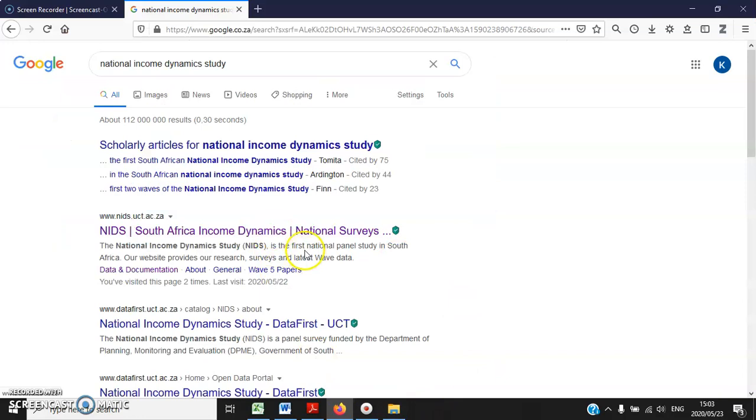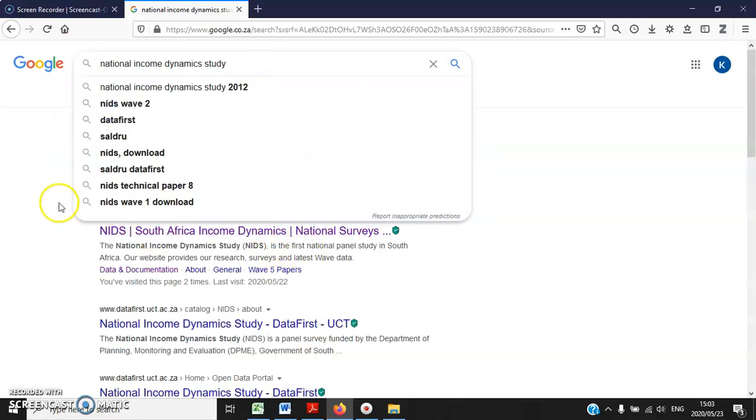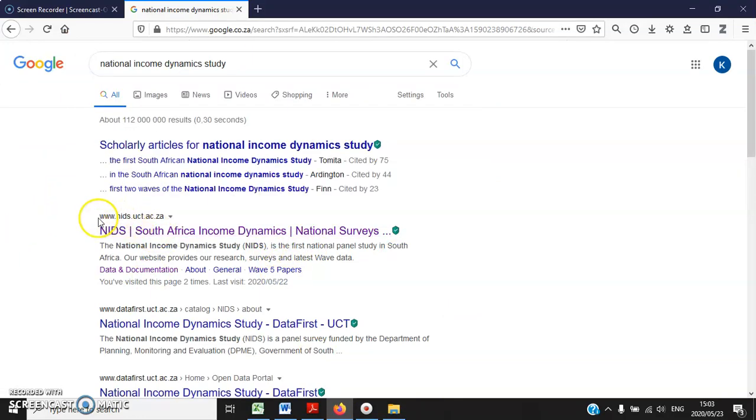Okay, and then you can type National Income Dynamics Study on Google, and you will see the official NIDS website. You can see UCT in the link. In other words, there is a research unit at UCT called SALDRU, S-A-L-D-R-U, the Southern African Labour and Development Research Unit. They are in charge of the NIDS data in terms of sampling design, questionnaire design, data collection, and data analysis. Okay, so maybe we can visit the website briefly.